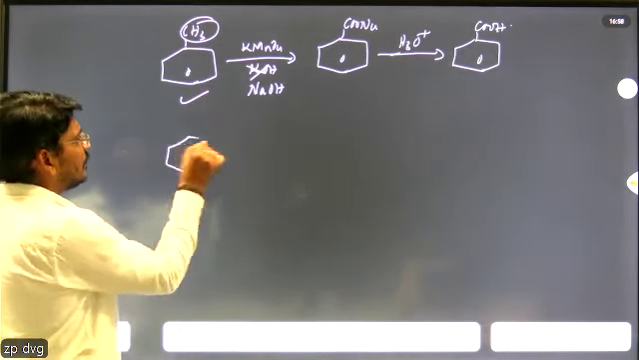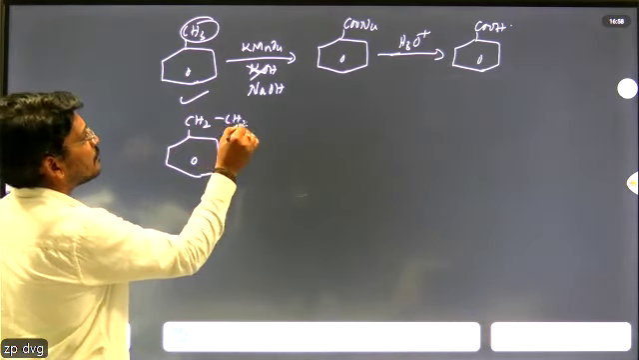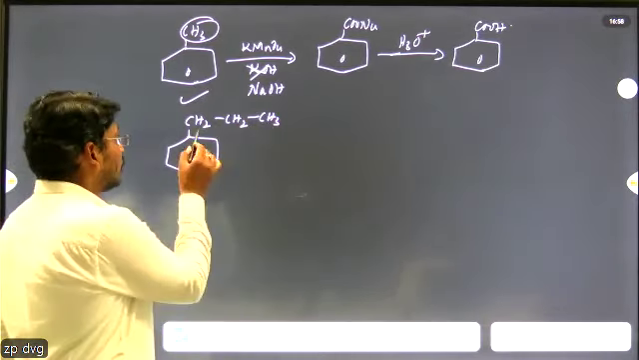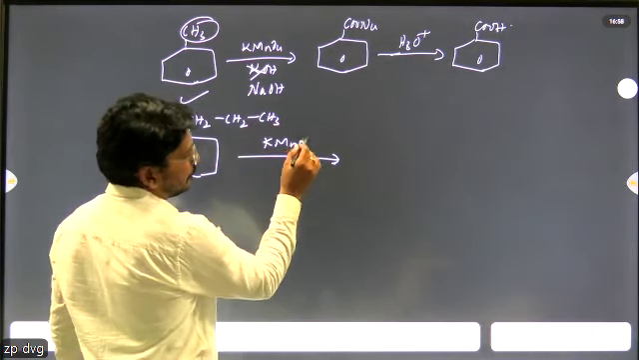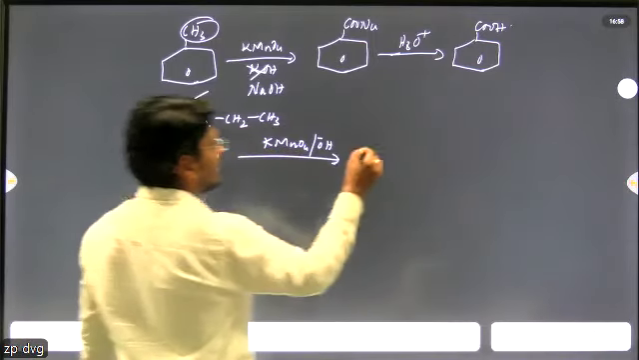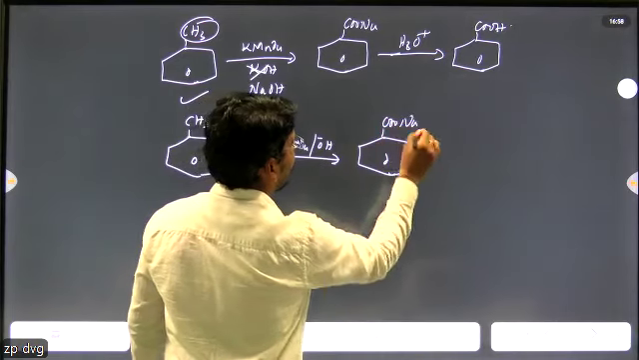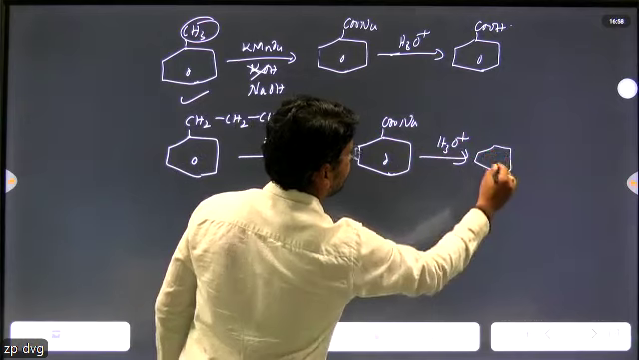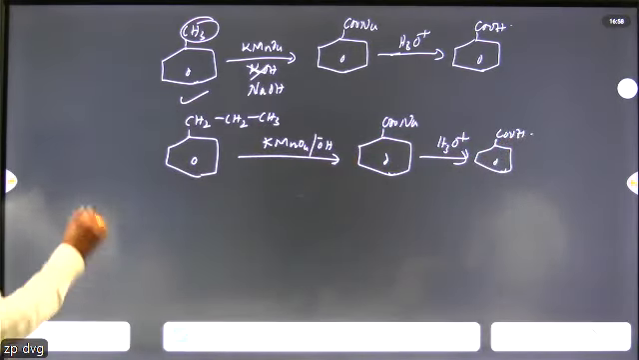Not only this, even if a large number of carbon atoms are present in the side chain, even though they contain the maximum number of carbon atoms, in the presence of alkaline KMnO4 they are directly converted into COONa, and on further hydrolysis with H3O plus it is converted into benzoic acid, COOH.